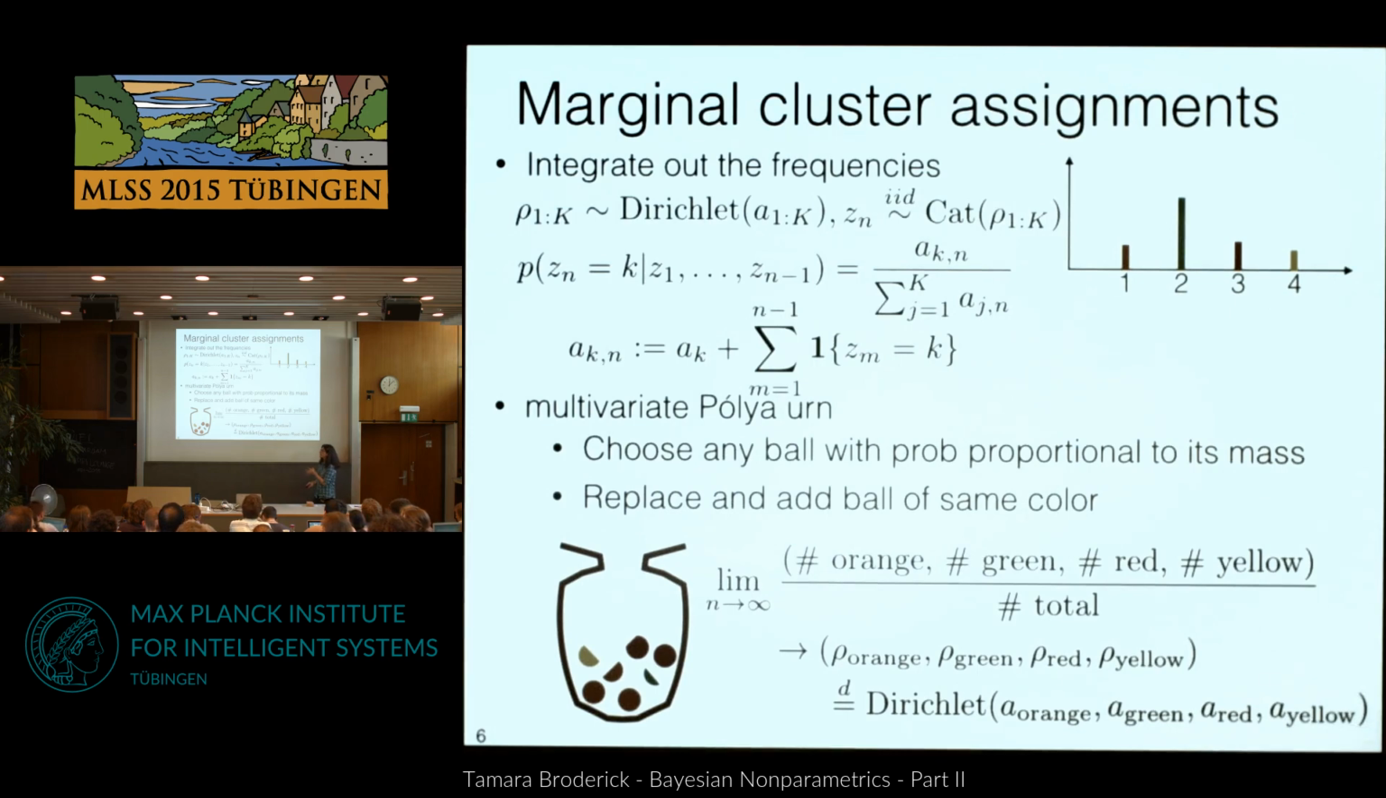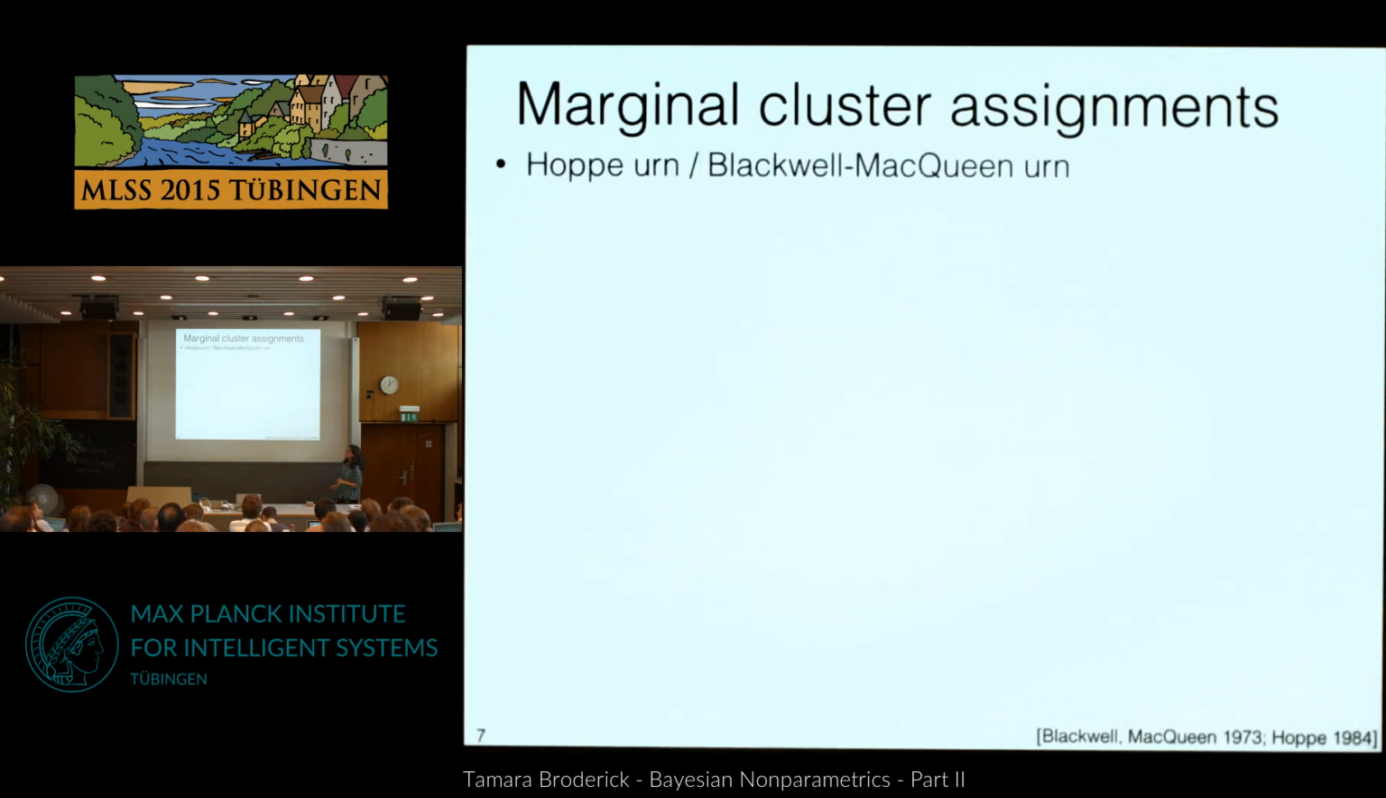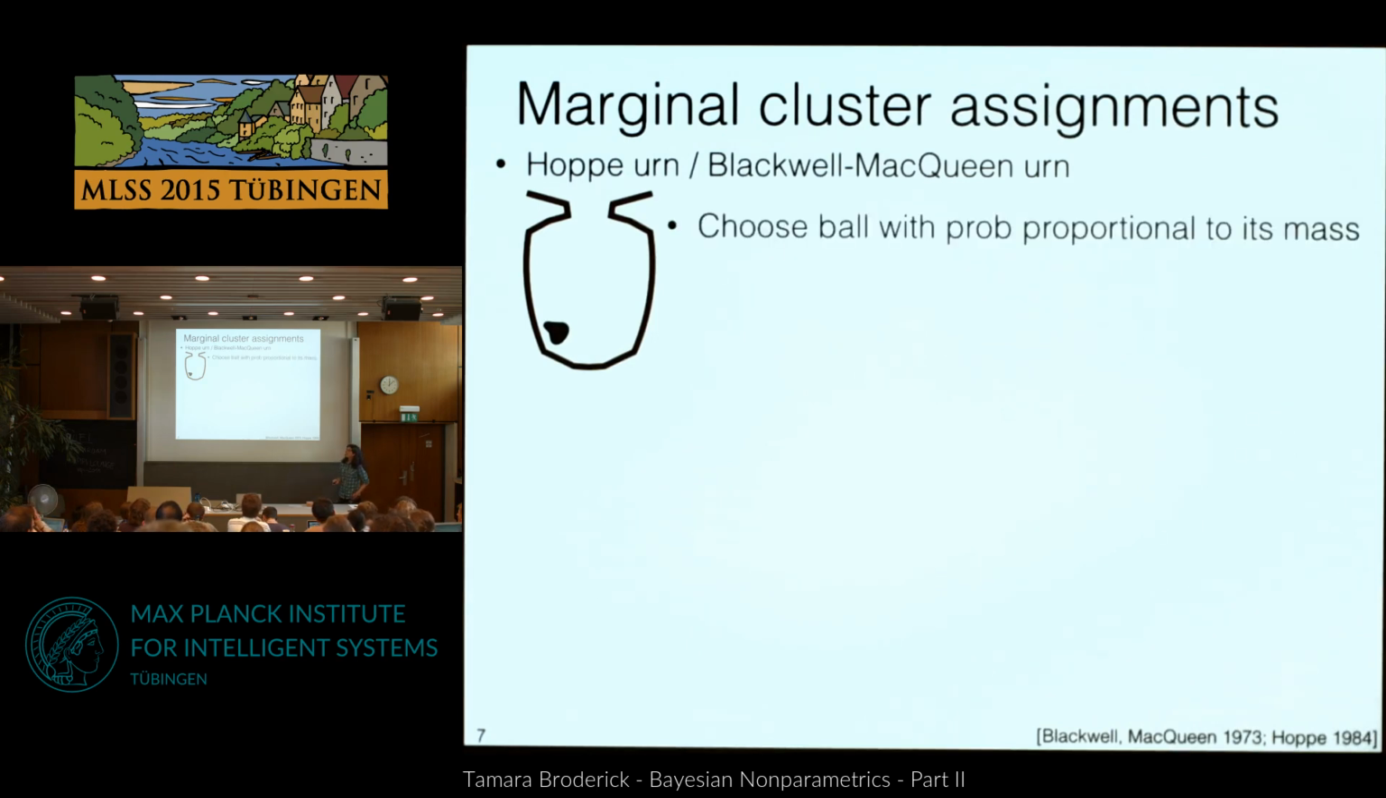And so I'm going to introduce a new urn with a very special magical 8-ball, which we'll call the Hoppy urn or the Blackwell-McQueen urn. It starts off with this special, weirdly shaped magical 8-ball, and the magical 8-ball behaves in a way that no other ball behaves. When we choose our ball, we choose any ball with probability proportional to its mass. So in particular, we'll choose the magical 8-ball for sure on the first round because it's the only thing in the urn.